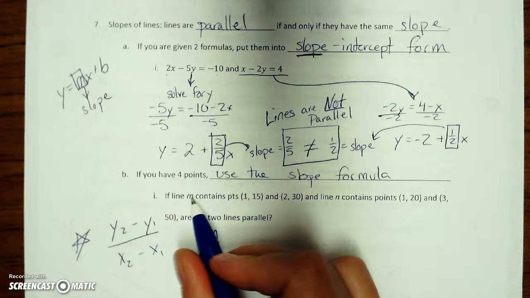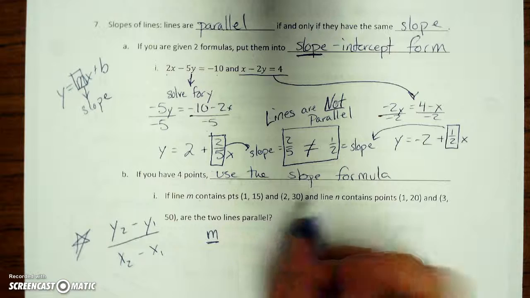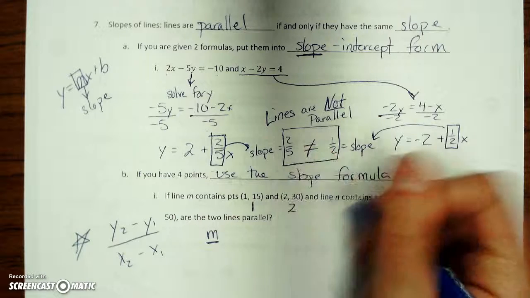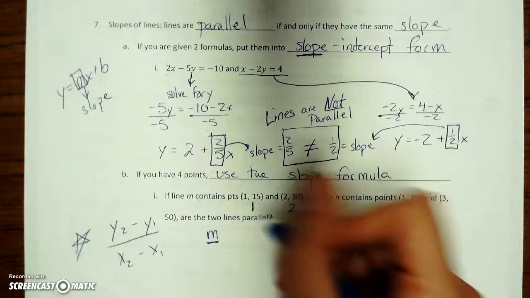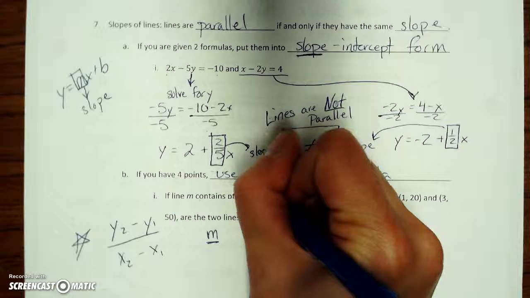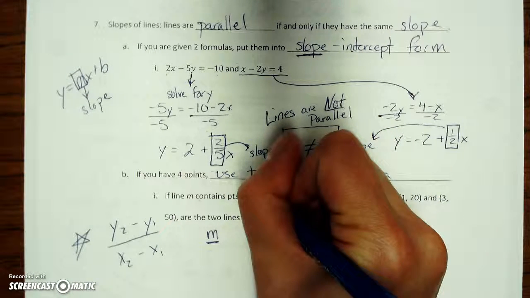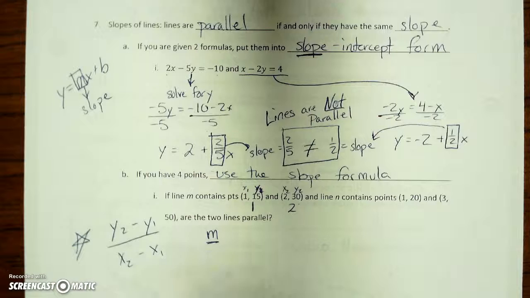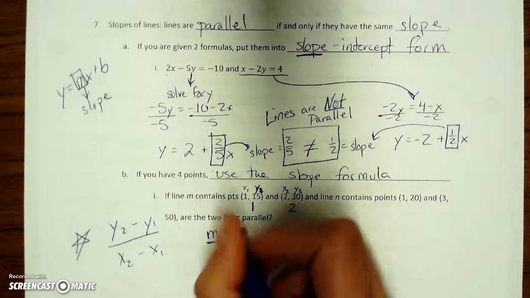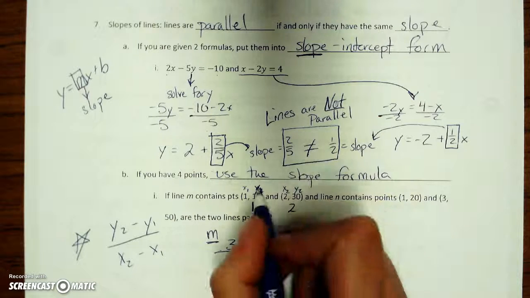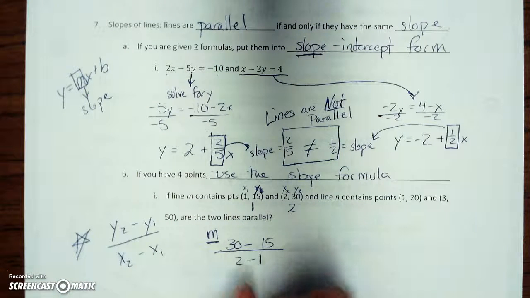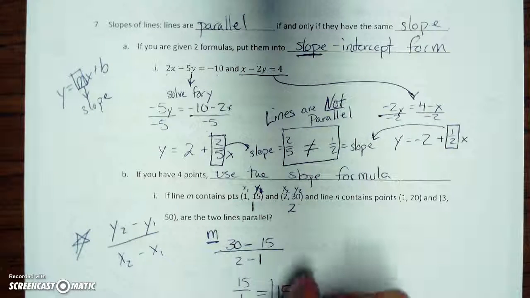I'm going to start with M. We're given 2 points, (1, 15) and (2, 30). I can pick either point as my x1 and y1 and x2 and y2. So I'm just going to pick them in order, where this will be my x1, this is my y1, and this is my x2 and y2. So now I just plug my numbers into the formula. We've got y2 is 30 minus y1, which is 15, over x2, which is 2, minus x1, which is 1, and I end up with 15 over 1, which is the same as 15.